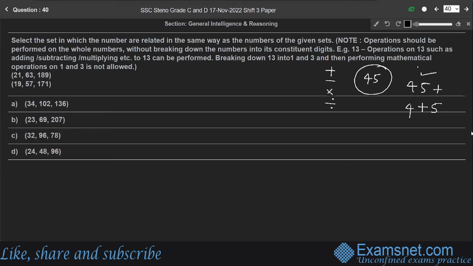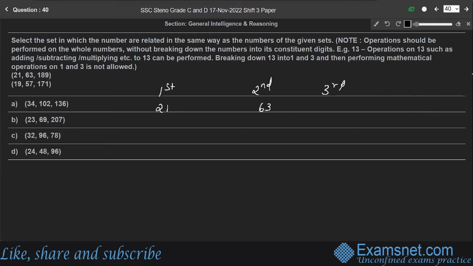and then perform mathematical operations; that is not allowed. Keeping this in mind, we'll go for the first set of numbers: 21, 63, 189. The first number is 21, the second number is 63, which is 21 into 3, whereas the third number is 189, which can be written as 21 into 3 square. 21 into 9 is 189. Therefore, the second number is the first number into 3, and the third number is the first number into 3 square.